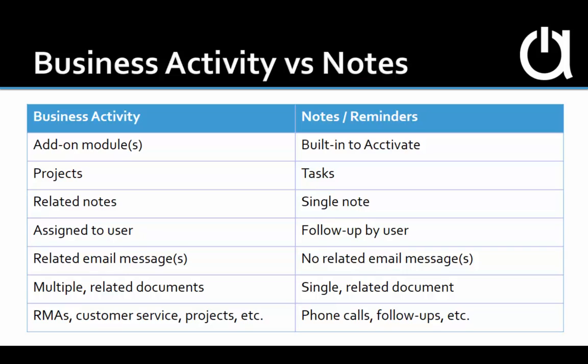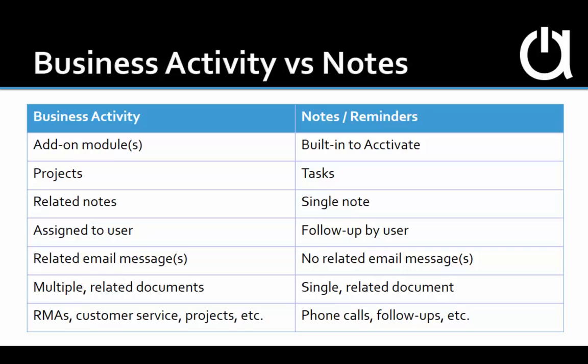Business activities also can have related email messages, while the notes aren't going to have an email message. It's strictly the note. And the business activity itself can have multiple related documents. That could be sales orders, purchase orders, products, credit memos, service orders, inventory transactions can be linked to it. You can even link products, and if you use lot serial control, you can link those specific lot or serial numbers. Like if you're doing an RMA, you can link all the related transactions that are linked to the shipment that you sent to the customer.